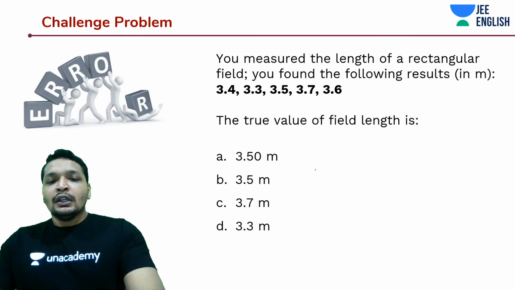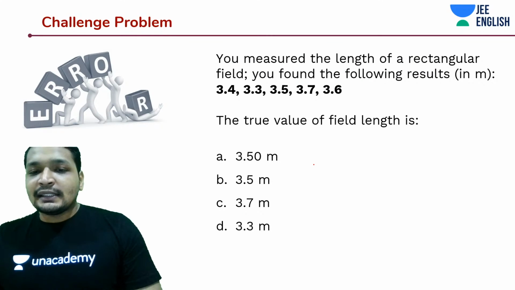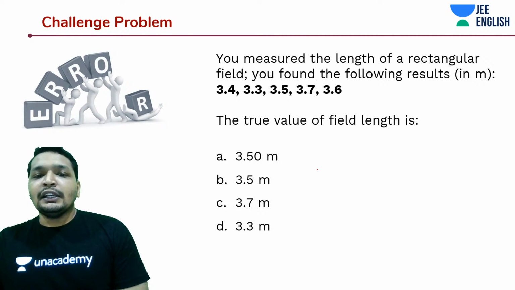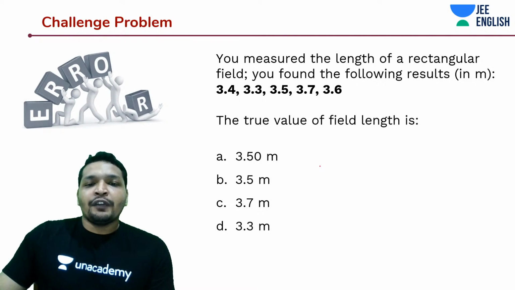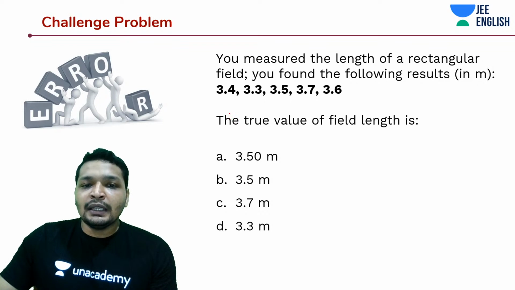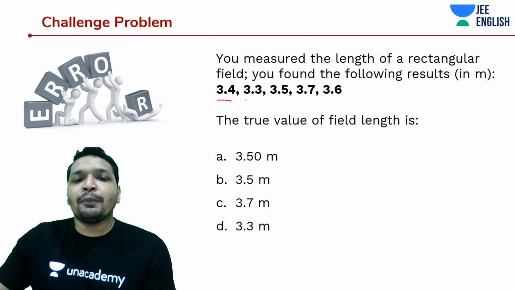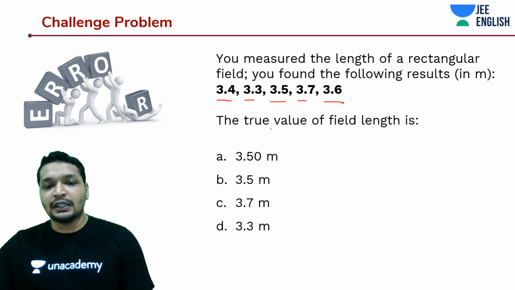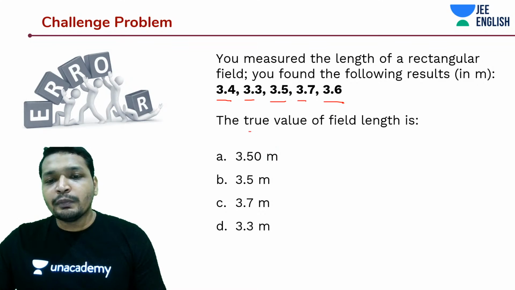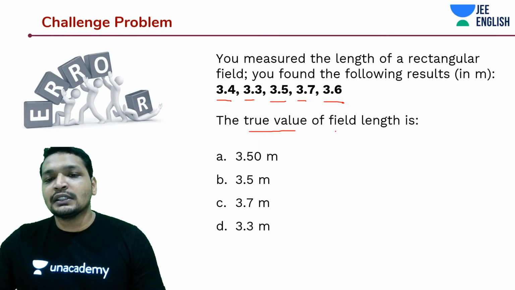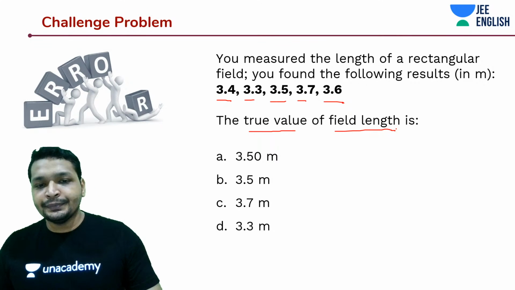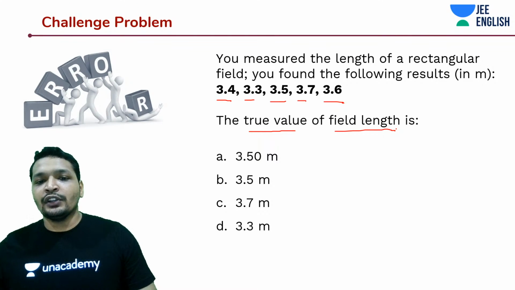So that being said, let's get into some example problems and challenge problems and try to understand this concept. Let's say you measured the length of a rectangular field, and in meters you found the length as 3.4 meters, 3.3 meters, 3.5 meters, 3.7 meters, and 3.6 meters. What do you think should be the true value of the field's length? How do you do this? Simply you take a mean. That is all you're worried about.